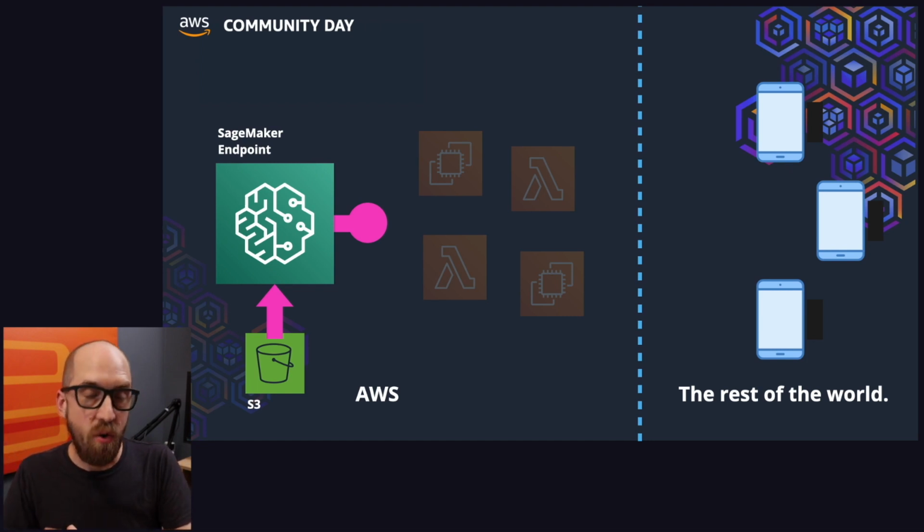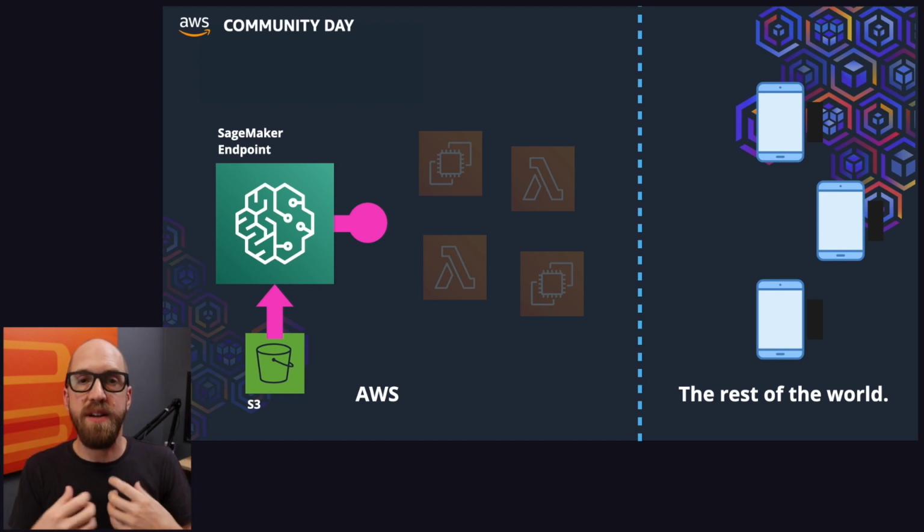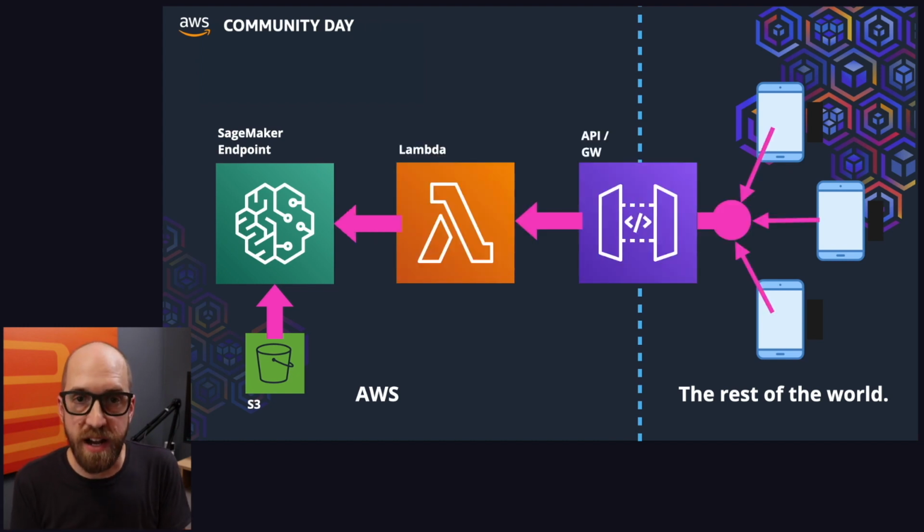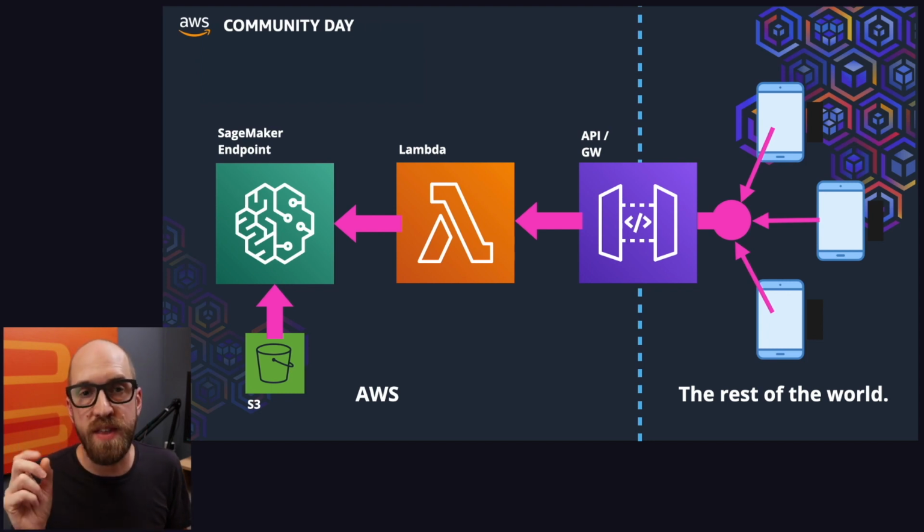So for this, all the mobile phones are also not actually inside AWS. So we need to expose this model out to the outside world. And the way we do this is with this very simple architecture. We have a Lambda function. The Lambda function makes the call to the model for us, and it is triggered in turn by a call coming through the API gateway.